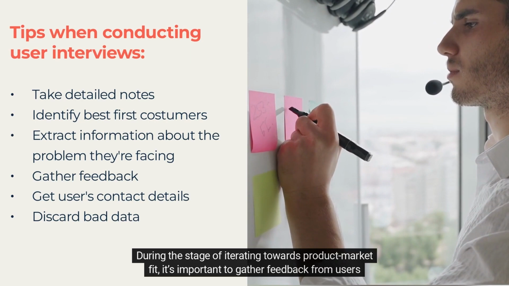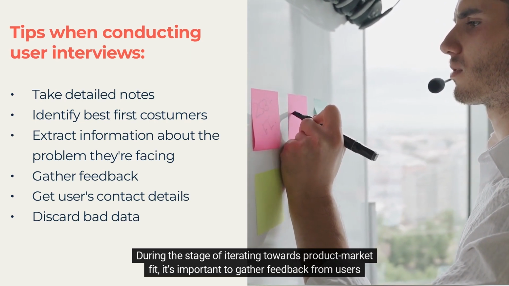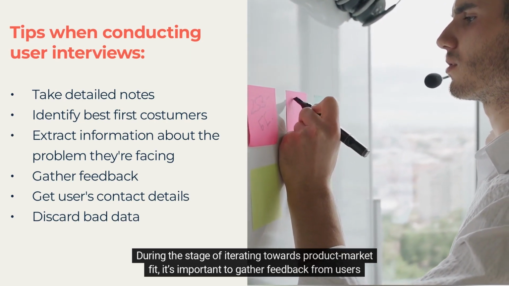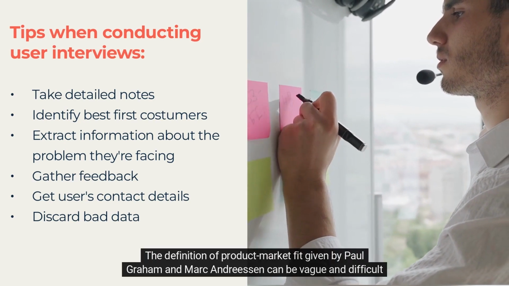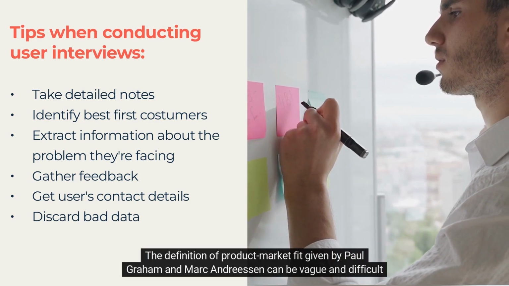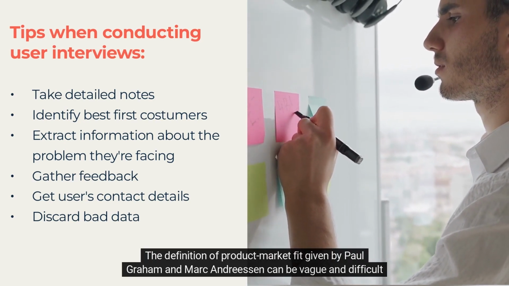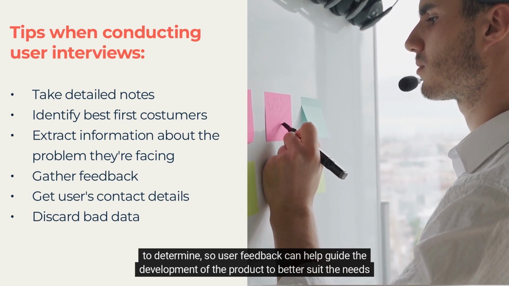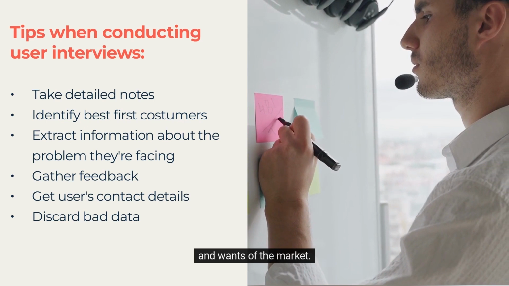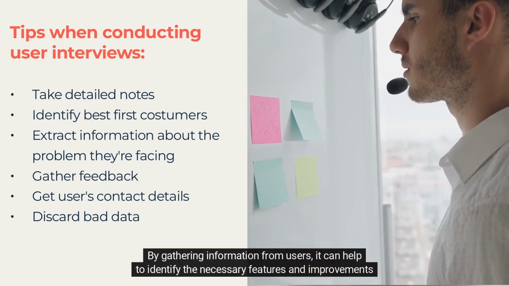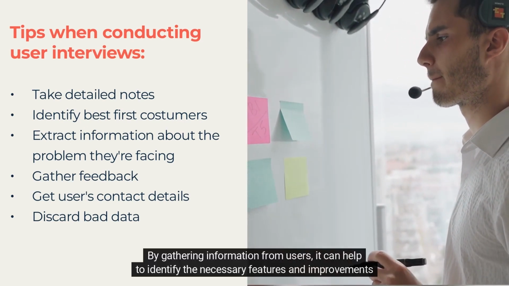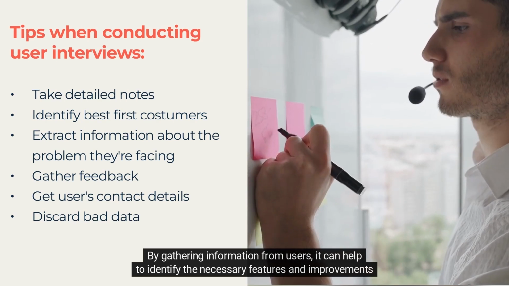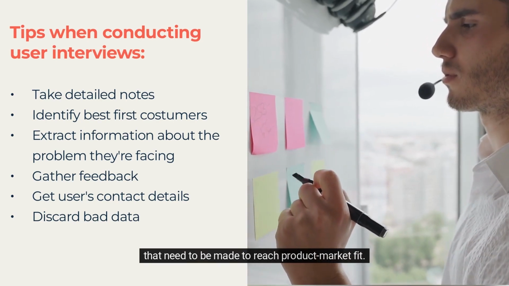During the stage of iterating towards product market fit, it's important to gather feedback from users to improve the product. The definition of product market fit given by Paul Graham and Mark Andreessen can be vague and difficult to determine, so user feedback can help guide the development of the product to better suit the needs and wants of the market. By gathering information from users, it can help to identify the necessary features and improvements that need to be made to reach product market fit.